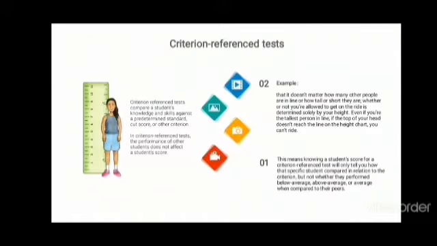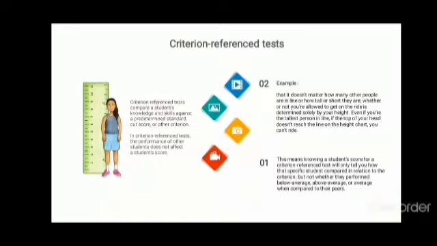Okay, in the previous slide, we have to know what is the meaning of them, but now, in criterion reference test, the performance of other students does not affect a student's scores. For example, it doesn't matter how many other people are in the line, or how tall or short they are, whether you are allowed to get on the ride is determined solely by your height. Even if you are the tallest person in the line, if the top of your head doesn't reach the line on the height chart, it means you cannot ride.